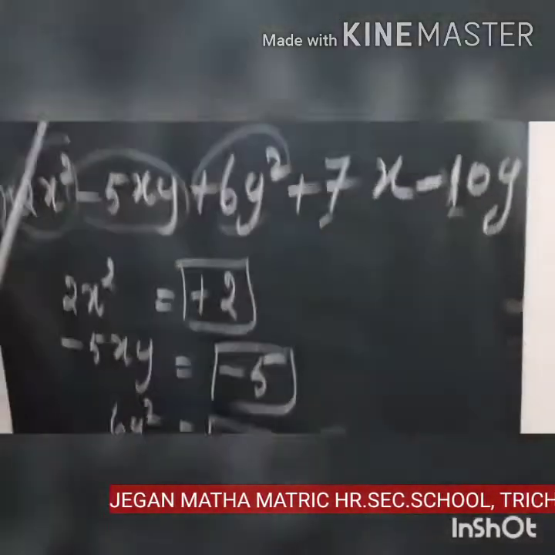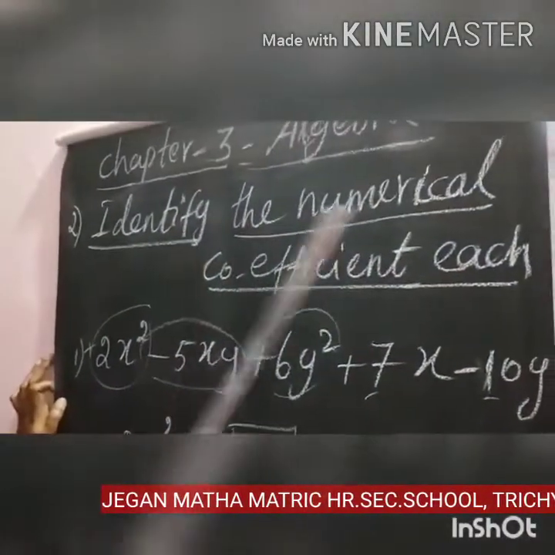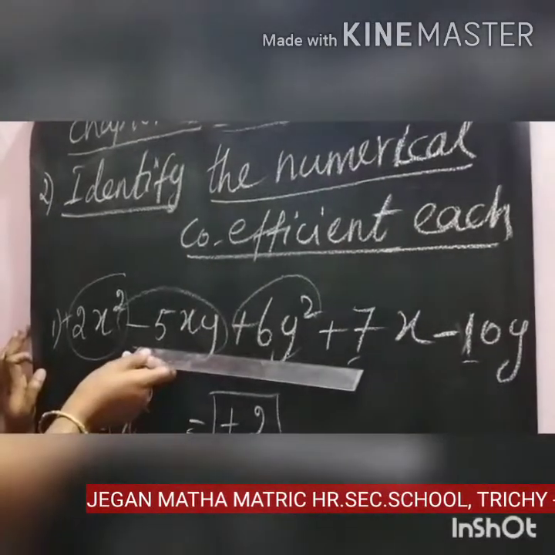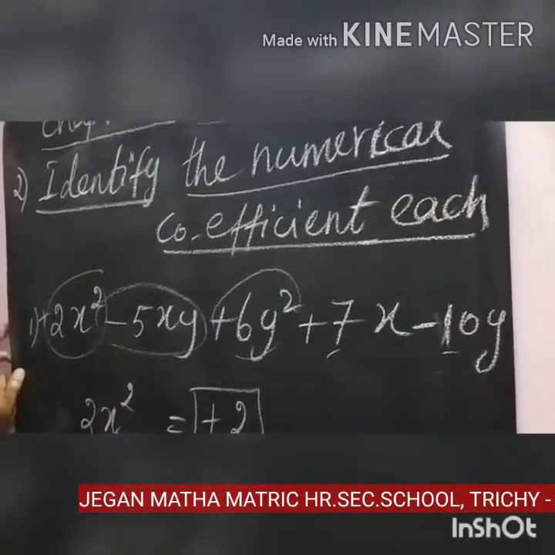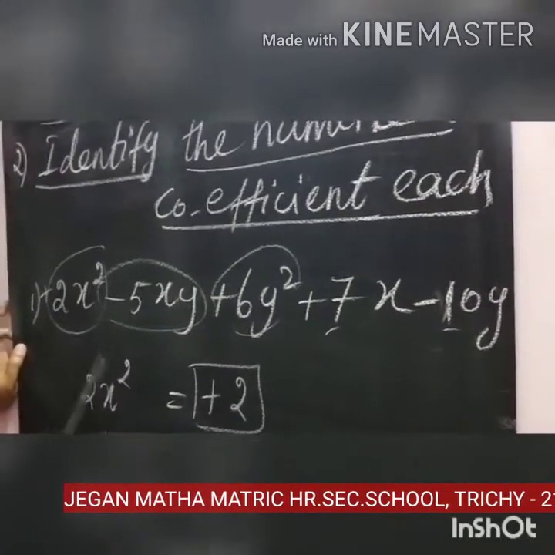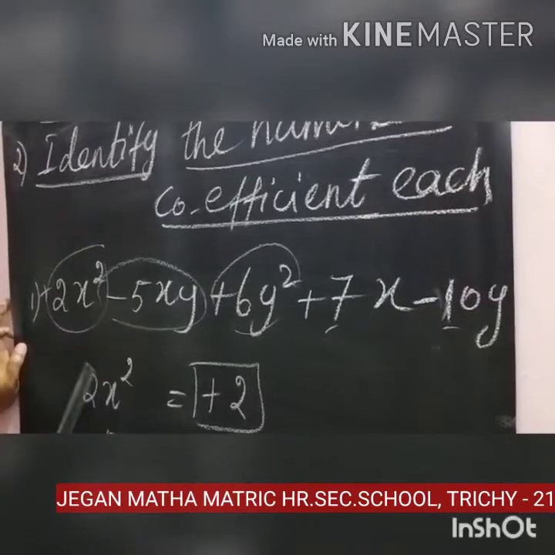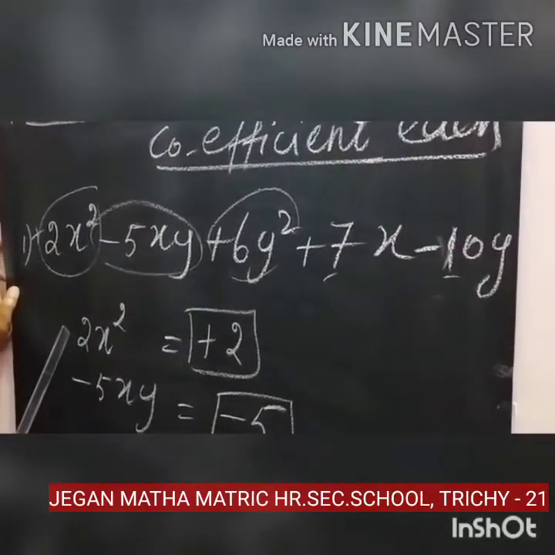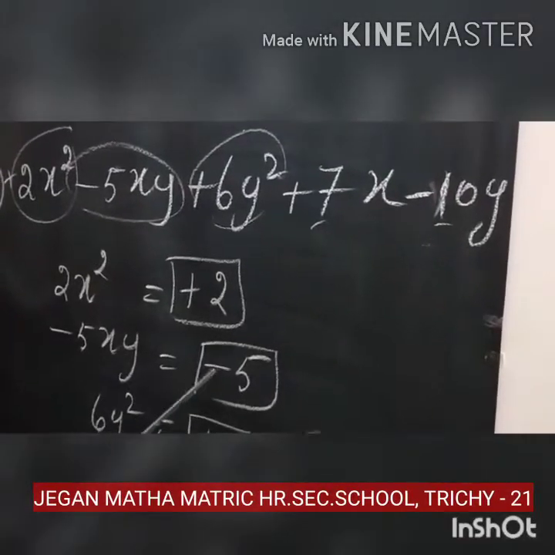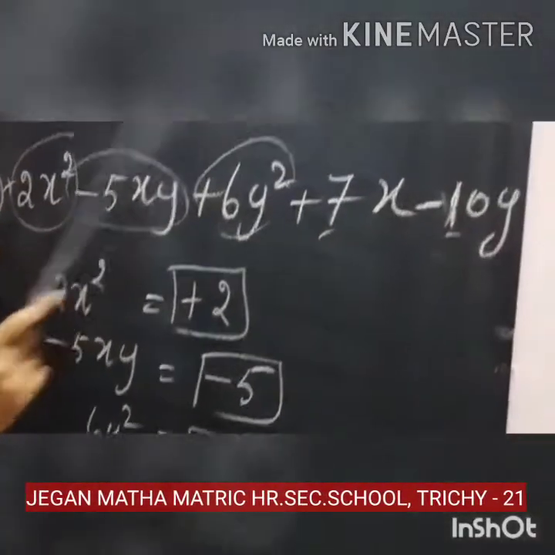Listen here. Then you must identify the numerical coefficient for each one. So here this is the given polynomial. This is the polynomial expression. So you have to take them one by one. So first term 2x squared. So the number is what here? Plus 2. So here minus 5xy. So the number is minus 5. That is called the numerical coefficient.